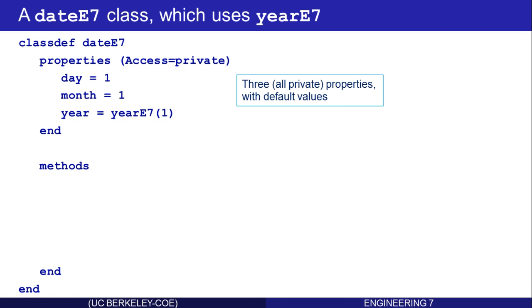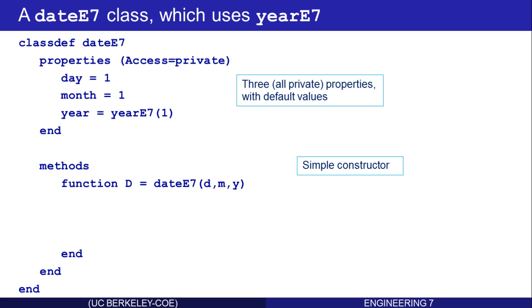We'll start the methods with just a very simple constructor. Pass it the day, the month, and the year. It creates a year E7 object from the Y value and assigns that to the year property of the object. M is assigned to the month property, and D is assigned to the day property.